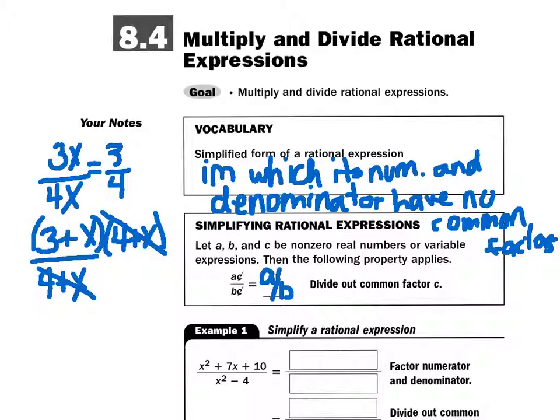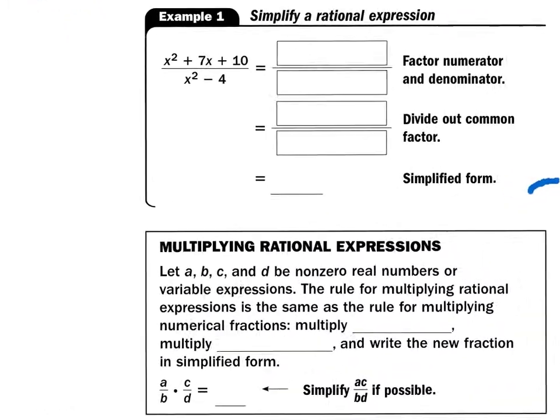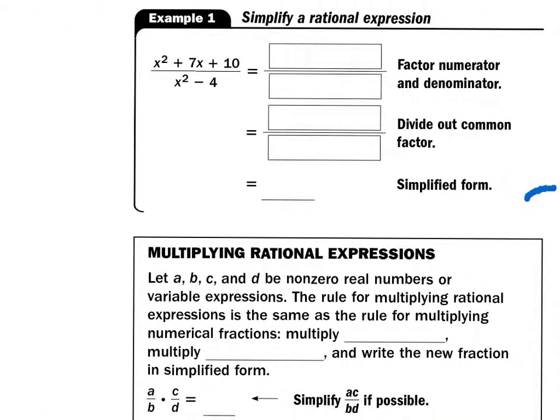Okay, so simplifying rational expressions. Example 1. Make this a little bigger. All right, I have x's on top, x's on bottom. Can I mark those out? No, because I have addition signs with them. So I need to factor them out.